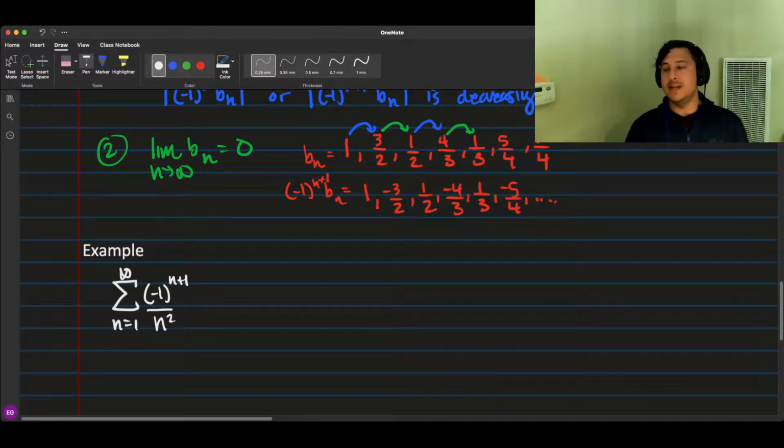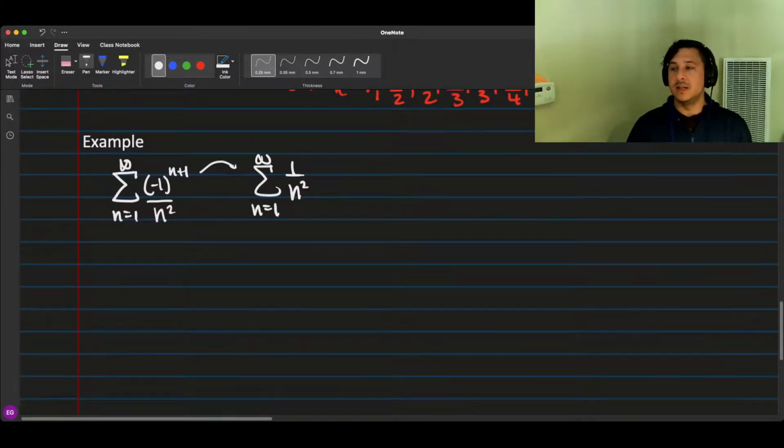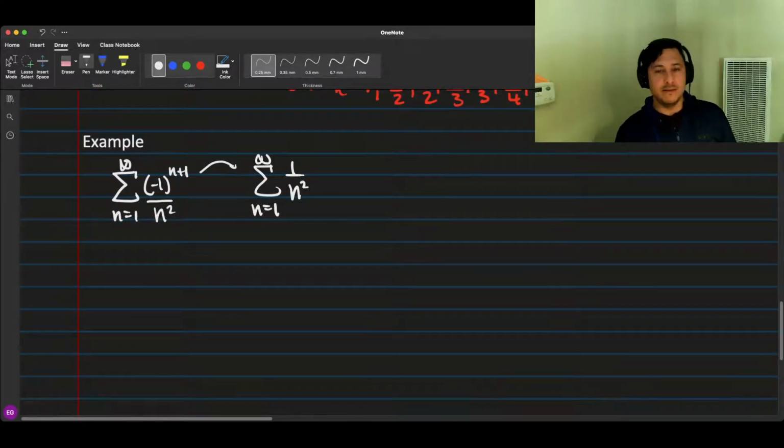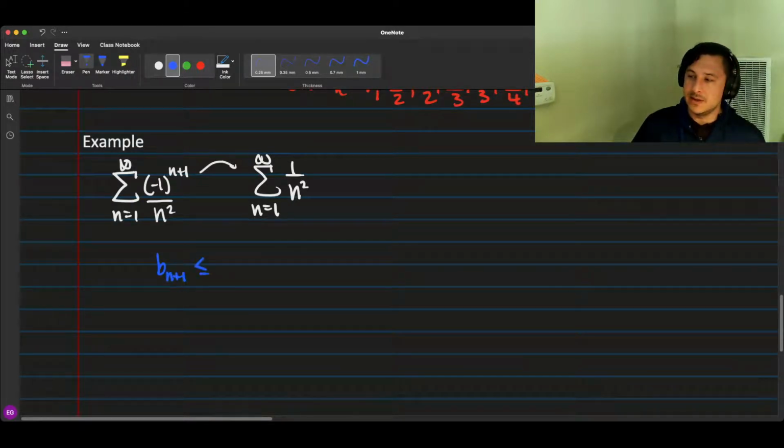So looking at this, it looks a lot like this, right? Does everyone agree? The 1 over n squared, which is a p-series, and it would converge because your p would be bigger than 1. Okay, but unfortunately, this has this alternating term, so now you have to wonder what's going on. It's not the same exact thing anymore. Okay, so what do we need to do? Well, we first need to show that bn plus 1 is less than or equal to bn.